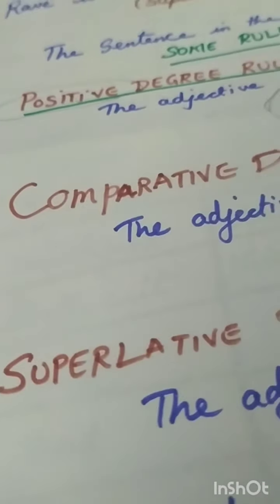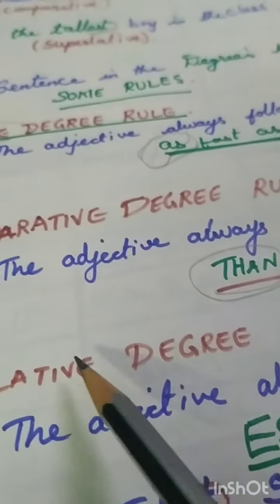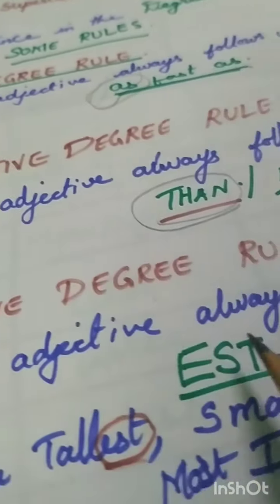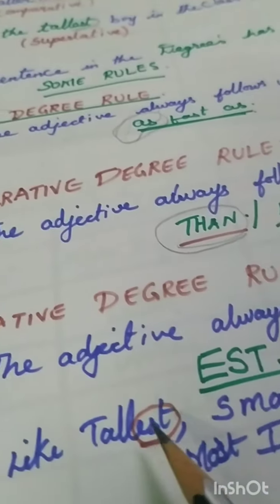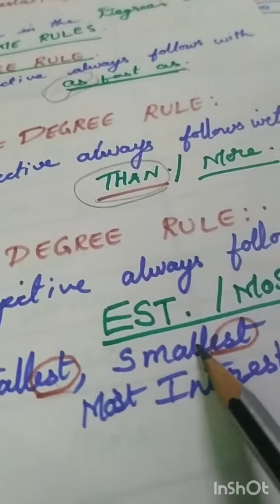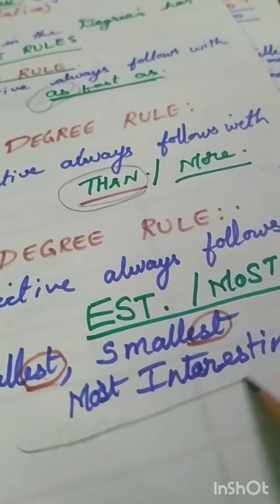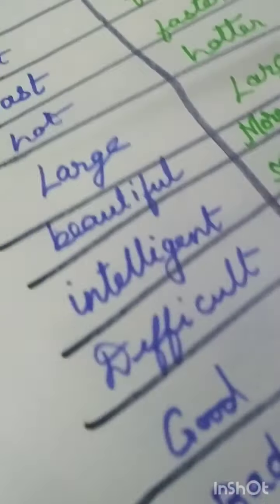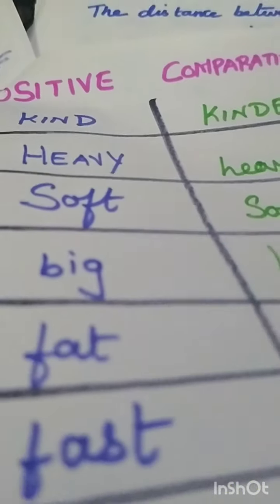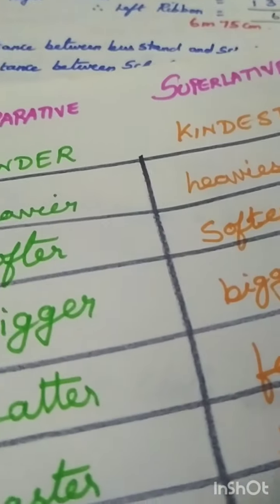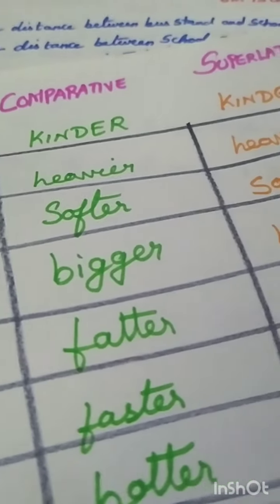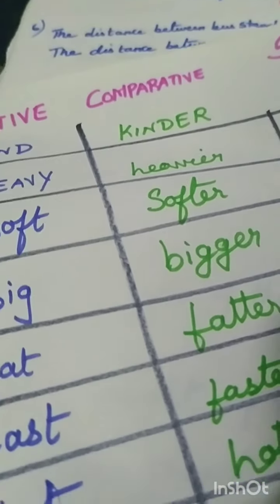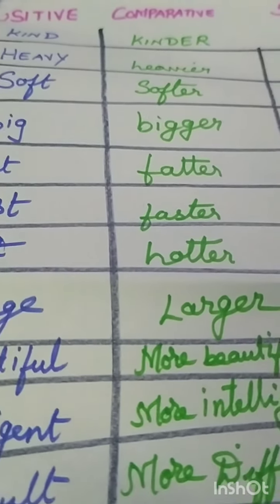Then the superlative, the most superior one, is called the superlative. These are adjectives which follow with est or most: tallest, shortest, smallest, most interesting. So all of this will be superlative degree. I have given some words: kind, kinder, kindest; heavy, heavier, heaviest; soft, softer, softest.